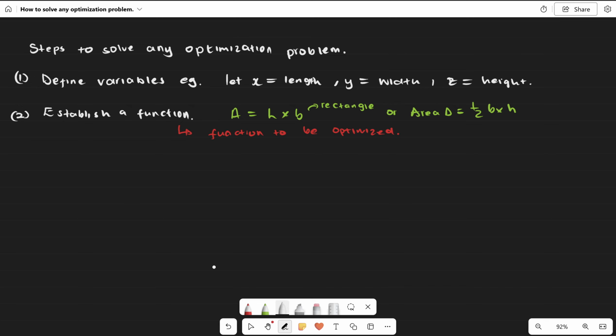Before I go to number 3, let me make another example of a function to be optimized. For example, if we have profit, maybe we're trying to maximize the profit of a company. You know that profit is equal to revenue minus cost, right? We know this is our profit function. So this is what I mean by establish a function to be optimized.